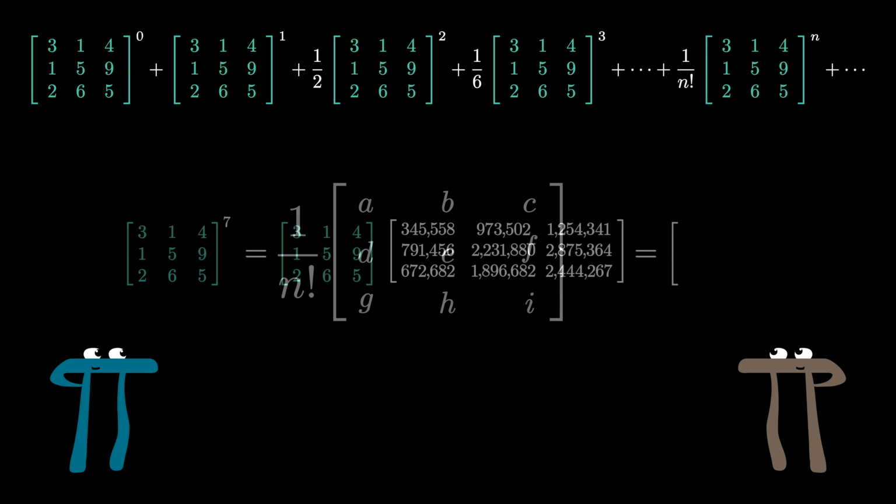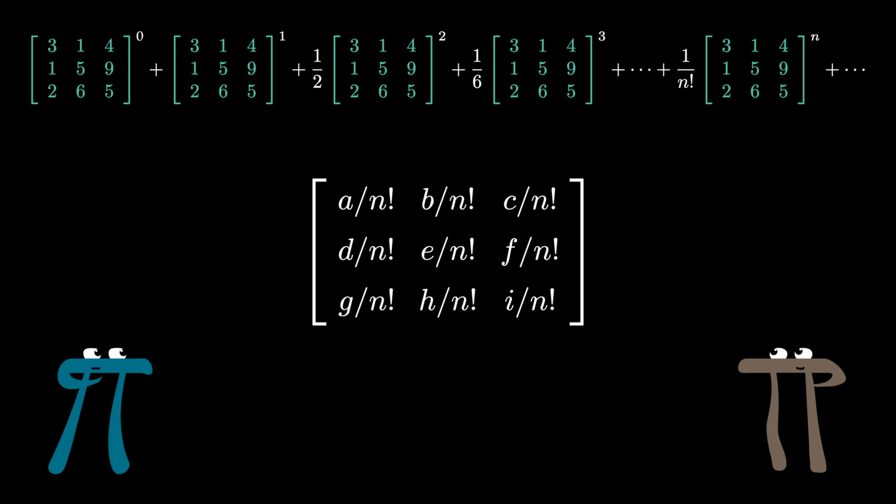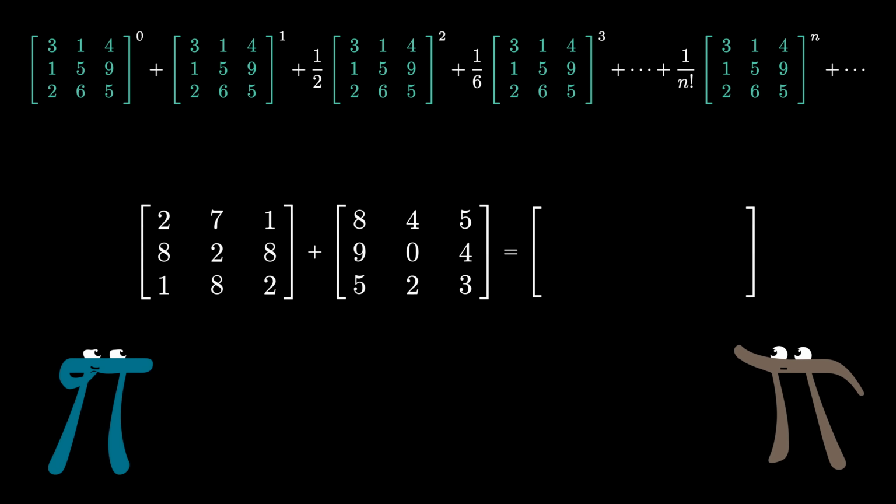Each term in this polynomial is scaled by 1 divided by some factorial, and with matrices, all that means is that you multiply each component by that number. Likewise, it always makes sense to add together two matrices. This is something that you again do term by term.